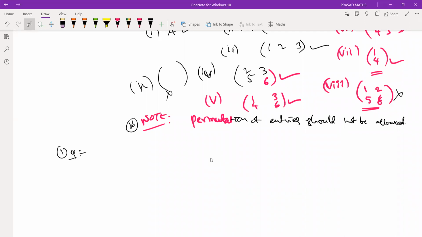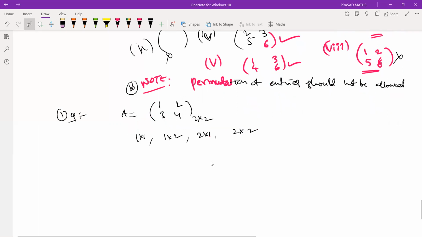Right? Next, suppose you're given the matrix [1, 2; 3, 4]. What are the submatrices generally for this matrix? This is a 2 by 2 matrix. What are the possible submatrices? 1 cross 1 matrices, 1 cross 2 matrices, 2 cross 1 matrices, 2 cross 2 matrices. Yes or no? Now my question is, the number of submatrices?